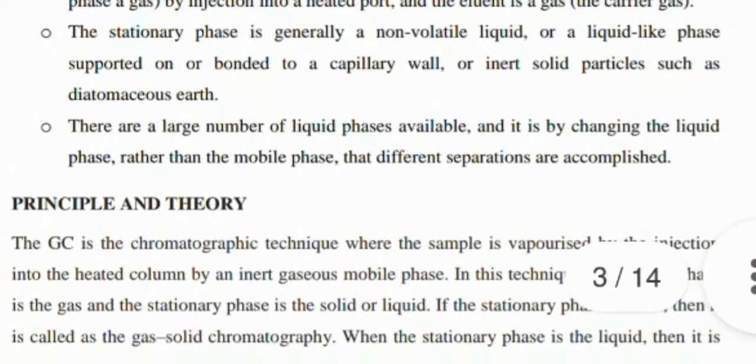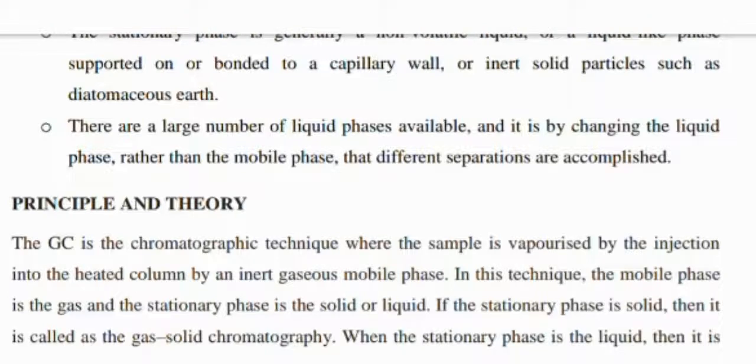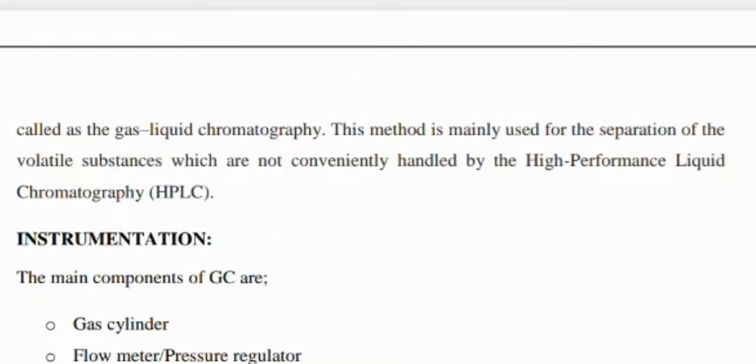What is the principle and theory of gas chromatography? Gas chromatography is a chromatographic technique where the sample is vaporized by injection into a heated column by an inert gaseous mobile phase. In this technique, the mobile phase is a gas and the stationary phase is a solid or a liquid. If the stationary phase is a solid, it is known as gas solid chromatography, and when the stationary phase is a liquid, it is known as gas liquid chromatography. This method is mainly used for the separation of volatile substances which are not conveniently handled by high performance liquid chromatography, HPLC.